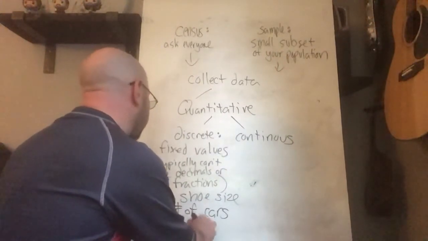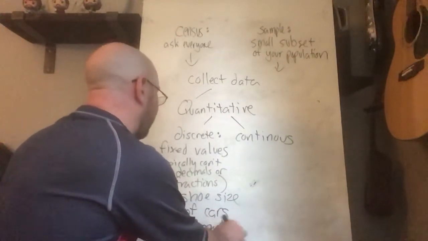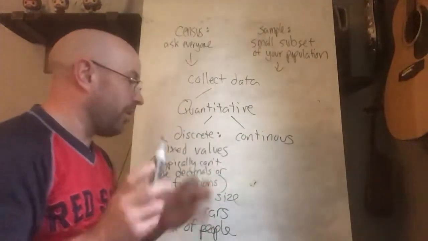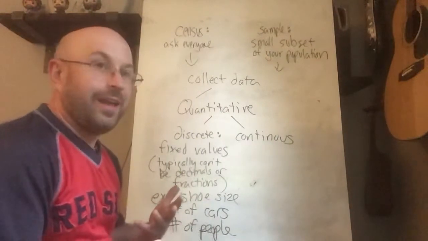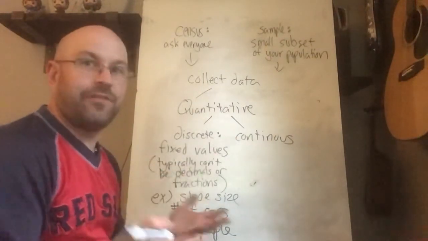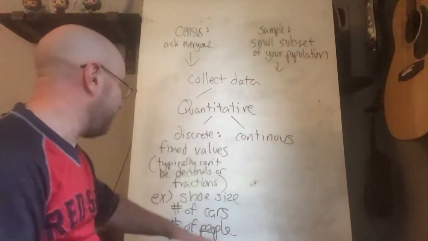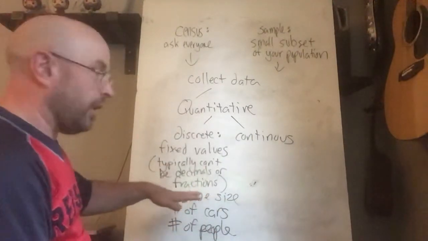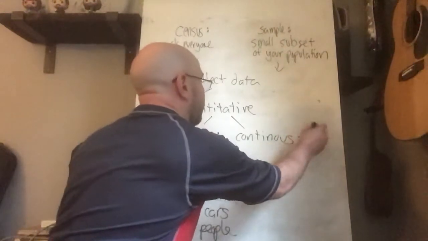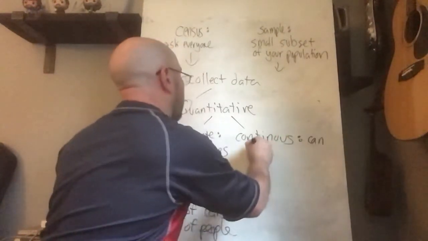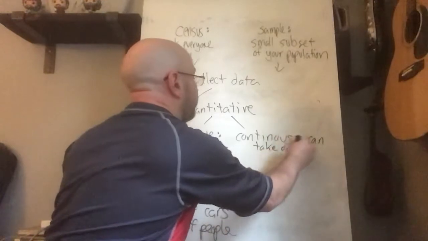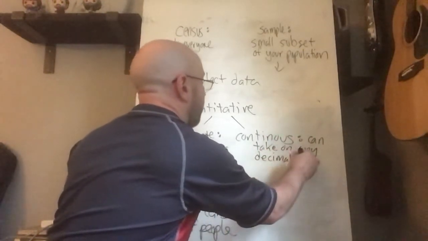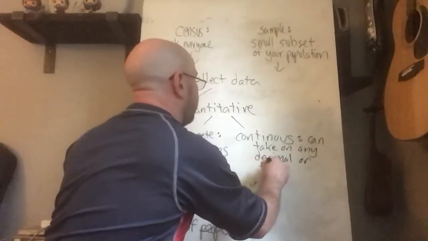Number of people, that's another one. I've had students argue with me about this one. You only can have a whole person, regardless of what you think about your sibling. You can't say that your sibling's half a person or 3/4 of a person. That is a person. So number of people, these are all discrete, right? Now with continuous, you can take on any decimal or fraction.